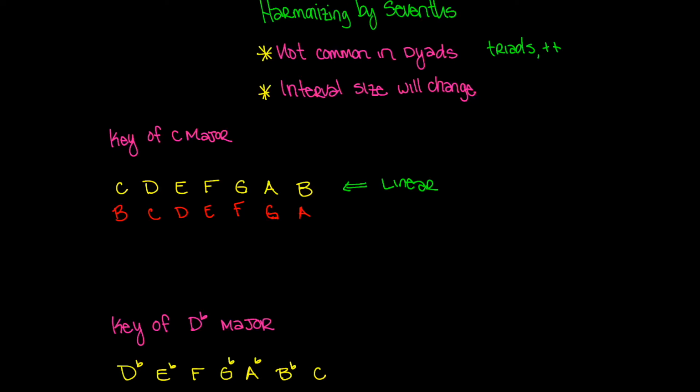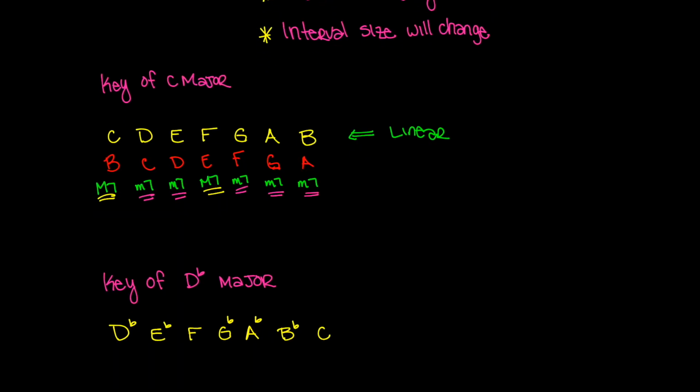Okay, now I did say that the interval size is going to change, so let's look at that. C to B, that would be a major seventh. D to C, minor seventh. Minor seventh. Major seventh. Minor seventh. Minor seventh. And minor seventh. And so once again, here we can see that we've got minor, minor, minor, minor, minor. Actually, we have more majors. Should have been smarter to underline the majors instead. And so we can see the interval size is definitely changing.